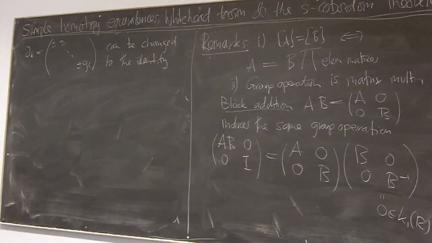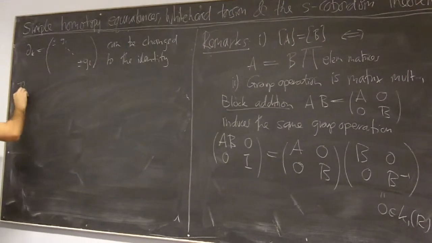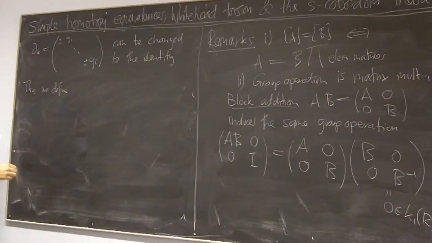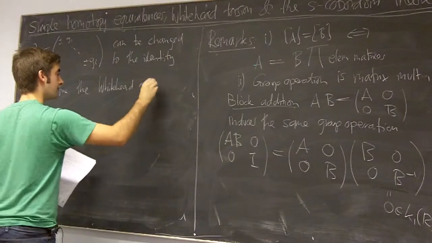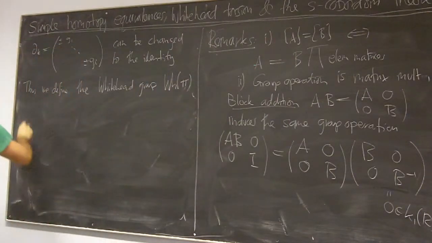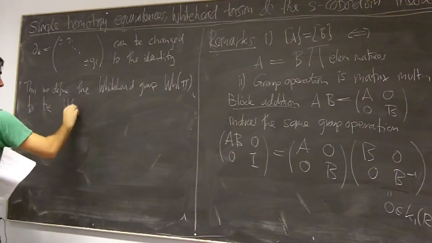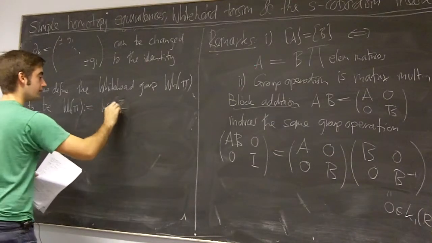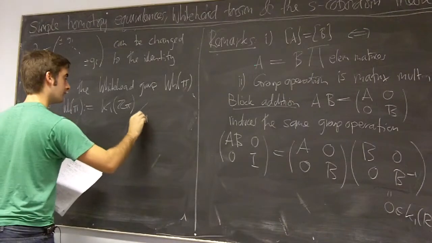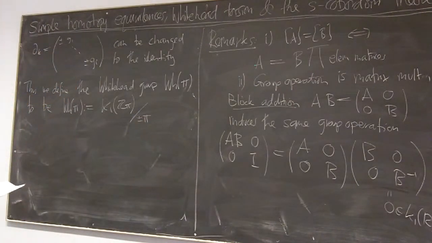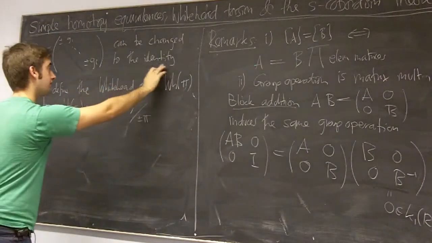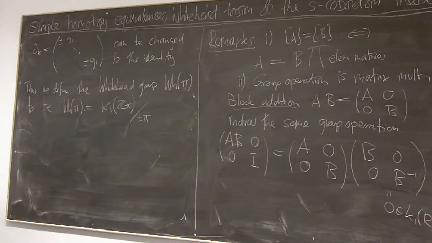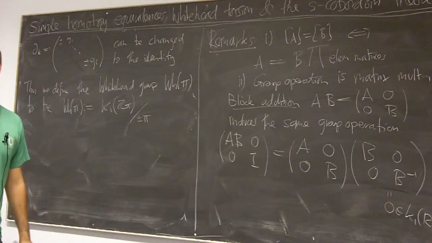So this motivates the definition of the Whitehead group. And when we have a boundary map which can't be made into one of this form, this then generally can't be made into the identity matrix, and we have a genuine obstruction to our s-cobordism being a product.